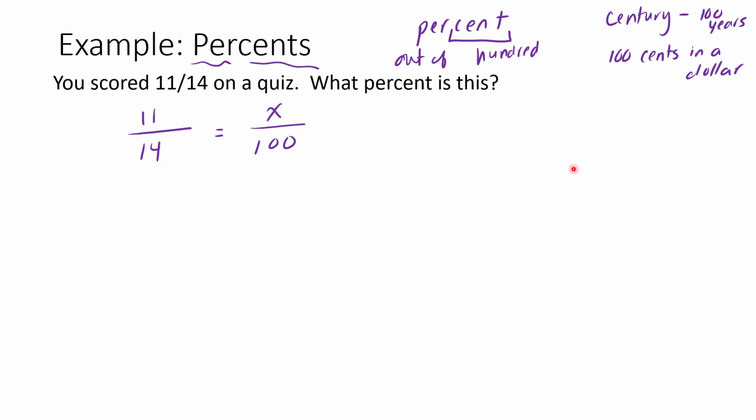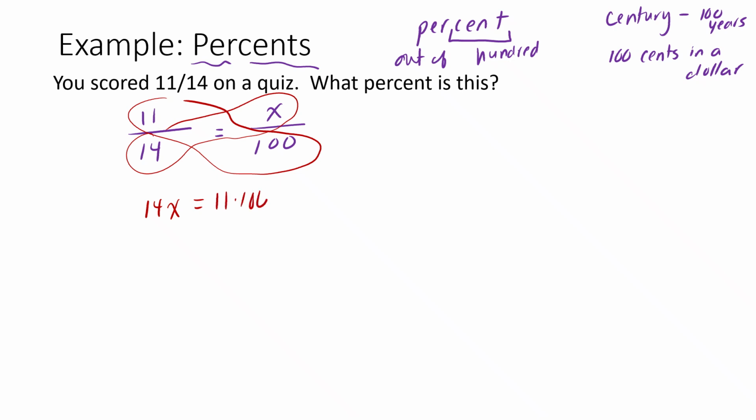The reasoning there is 11 out of 14. Picture your pizza. You divide your pizza into 14 slices and you have 11 of them. 11 out of 14 is how much out of 100? So if you were to divide your pizza into 100 slices, how many slices would you have? And that number would be your percent. So let's go and solve it. We'll cross multiply. 14 times x is equal to 11 times 100. So 14x is equal to 1100.